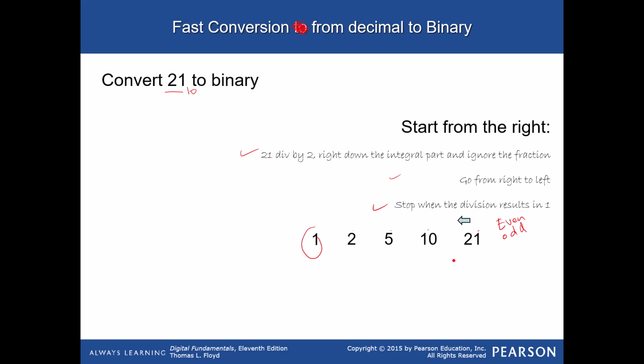So what we're going to do next is write beneath every one 1 if it is odd and 0 if it is even. So we write 1 beneath 21 because it's odd, and we write 0 beneath 10 because it's even. We write 1 beneath 5 because it's odd, and 0 beneath 2, and 1 beneath 1. And there we go, we got the equivalent. This is the equivalent of 21.